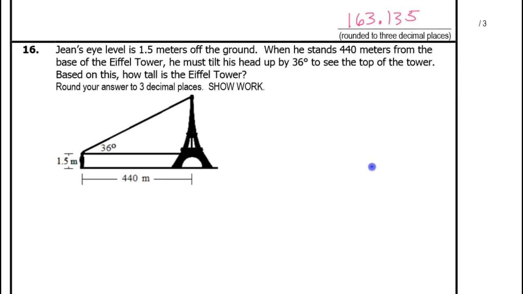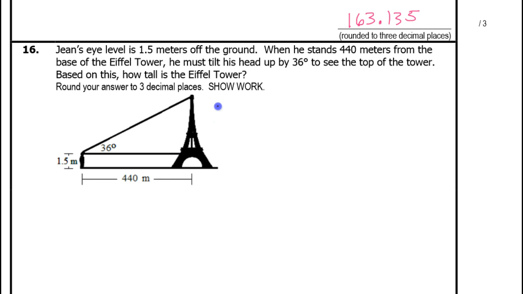Okay, Gene's eye level is 1.5 meters off the ground. When he stands 440 meters from the base of the Eiffel Tower, he must tilt his head up by a 36-degree angle. All right, that's the angle of elevation, to see the top of the tower. Based on this, how tall is the Eiffel Tower?